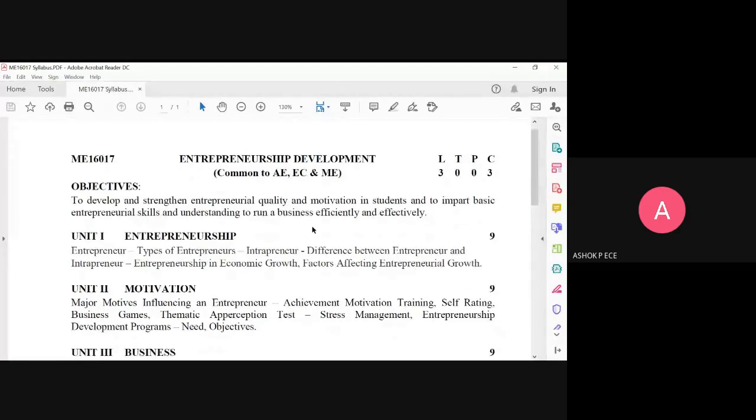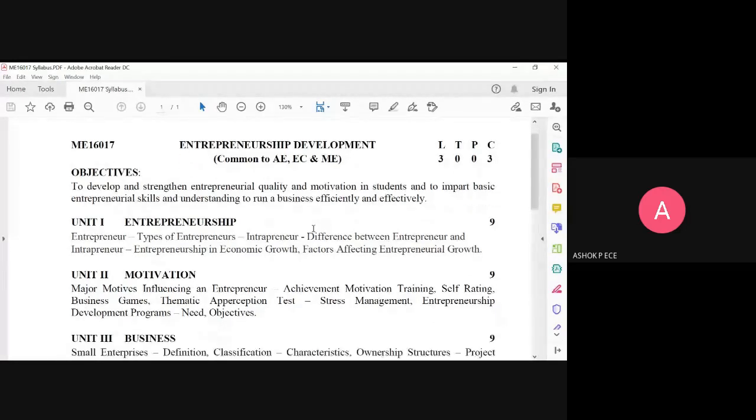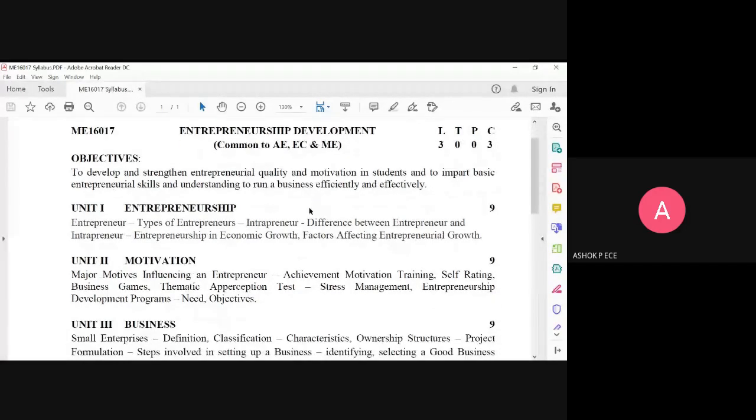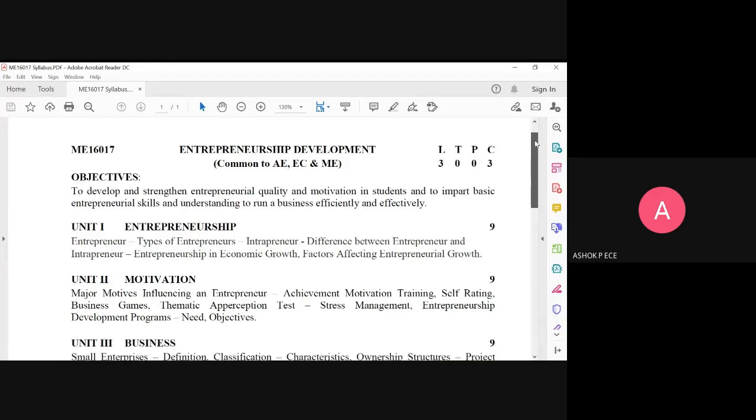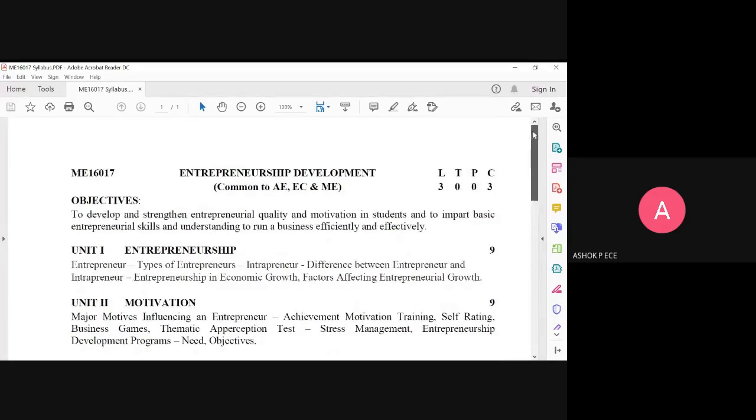So I'll be handling this subject ME16017 Entrepreneurship Development. It is a very important paper for each semester because you will be passing out of this college after your studies are over. Some may opt for higher studies, some may opt for jobs, and some may try to become entrepreneurs, right? So this paper should be a simple guideline for you.